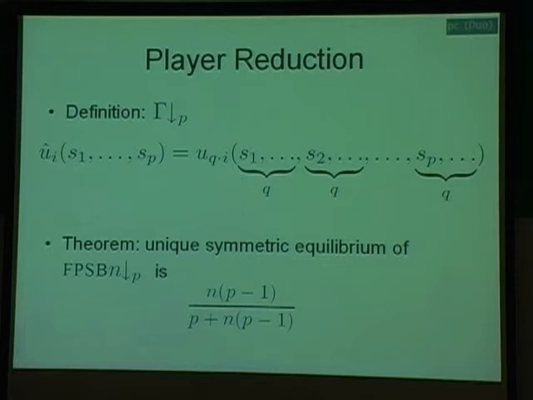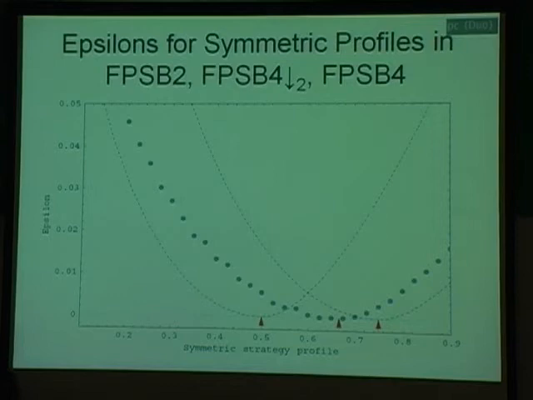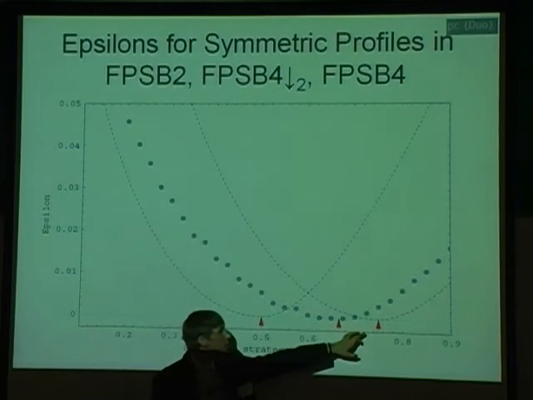So now the question is whether the reduced game bears any similarity to the original game. And of course, in the worst case, it won't. We can make up pathological examples where the payoffs vary in any kind of erratic way you can imagine. But our hypothesis was that for many natural games, the degradation would be graceful. And that's borne out for FPSB. This is four-player FPSB with the Nash equilibrium 3/4, and that's the epsilons for other strategies.